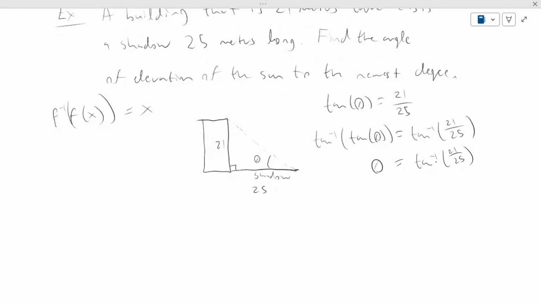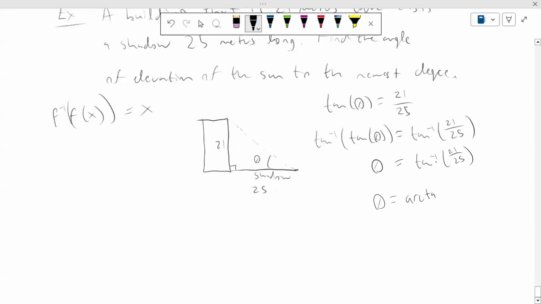Now, I just wanted to give a little notational note here. Oftentimes I'll write arctangent instead of tangent inverse. Arctangent means exactly the same thing as tangent inverse, and we'll go through some justification of why it's called arctangent later on. So theta is equal to arctangent of 21 over 25. Remember, that's the same thing as tangent inverse. But now, how do we find out what that angle is?